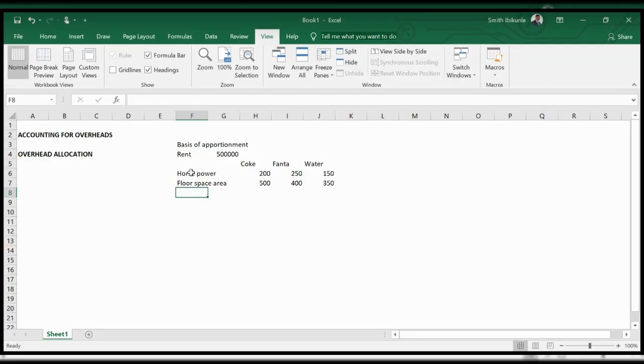Do you get it now? So if you want to share electricity bill between the 3 factories, we will use this horsepower to share it, because Coke is consuming 200 horsepower, Fanta is consuming 250 horsepower, water is consuming 150 horsepower. So this basis of apportionment of horsepower is best for lighting expense. But what we want to share is rent. So this one does not work.